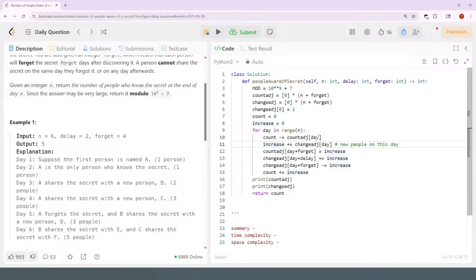Alright, so on day 0, the count is going to be 0 here. It changes by 1, so day 0 increases by 1, or the increase overall is 1. So the current increase is 1. Actually, that's not correct, right? The current increase should be still 0 on that day.